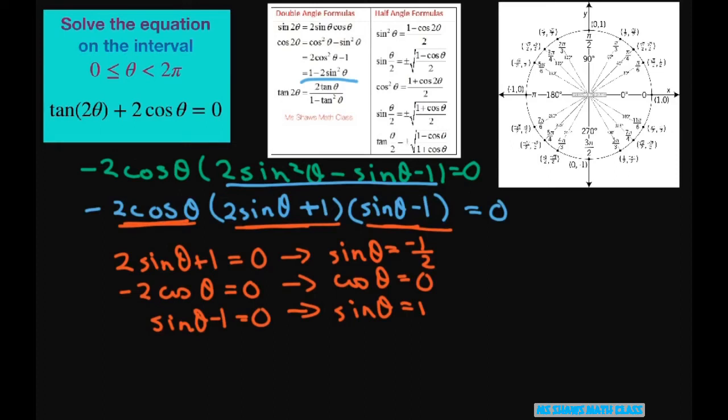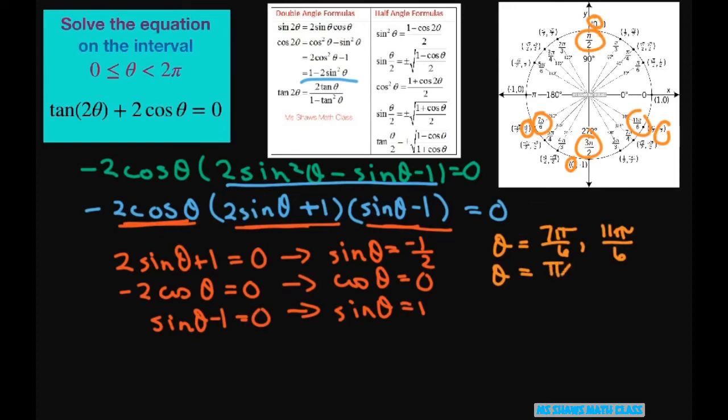So where is sine of theta negative 1/2? That means where's your y negative 1/2? It happens here and here. So theta is going to be 7 pi divided by 6 here and 11 pi divided by 6 here. For cosine of theta equals 0, cosine is 0 right here. That's where your x is 0. So that would be pi divided by 2, comma 3 pi divided by 2. And where is sine 1? Sine is 1 at pi divided by 2.